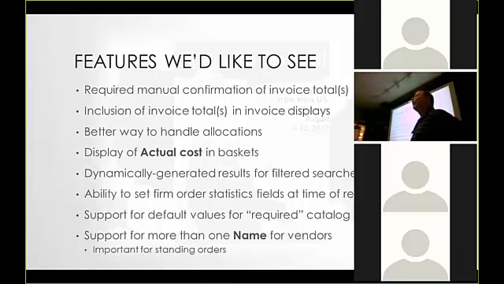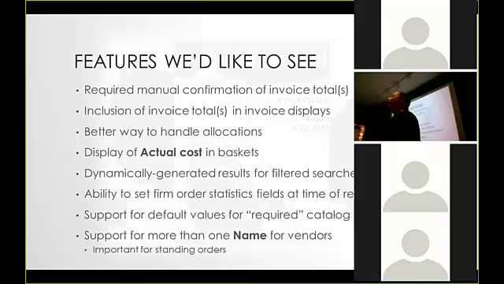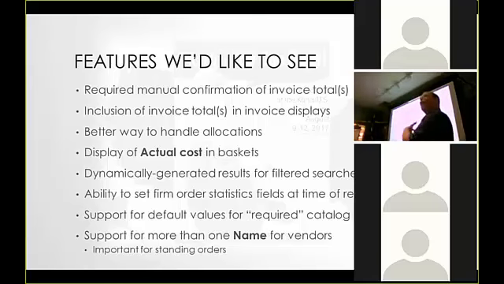You want to see a better way to handle allocations. A lot of libraries get quarterly income. We need to account for that, and just going into the fund and changing the appropriation is not good bookkeeping. It's terrible bookkeeping. Display of actual cost in baskets. Great job on order. Once they're received, it's like they don't matter anymore, but they really should. Set firm order statistics at time of receipt, and for any order with more than 1 per basket.